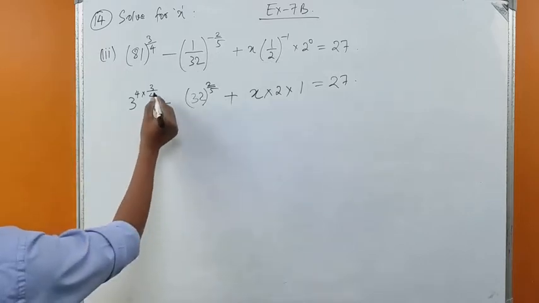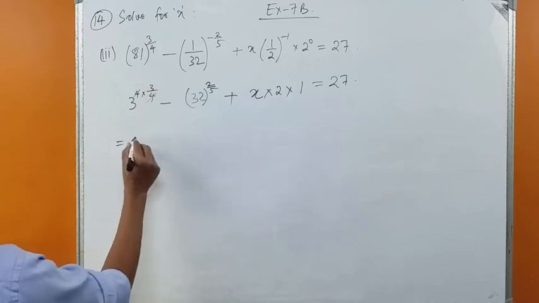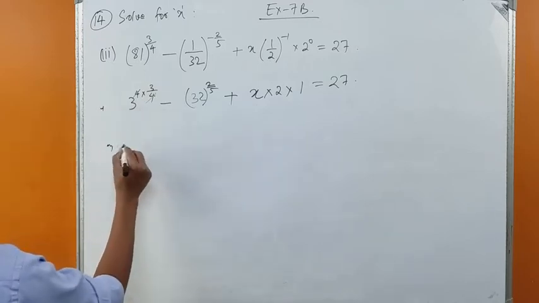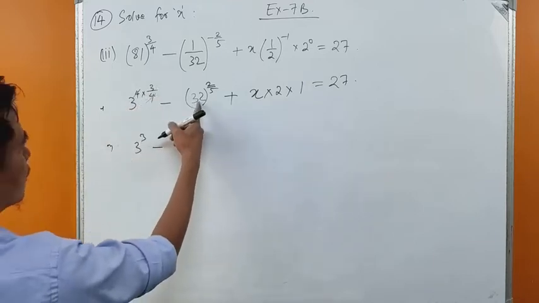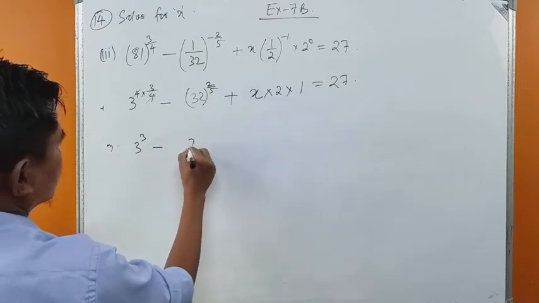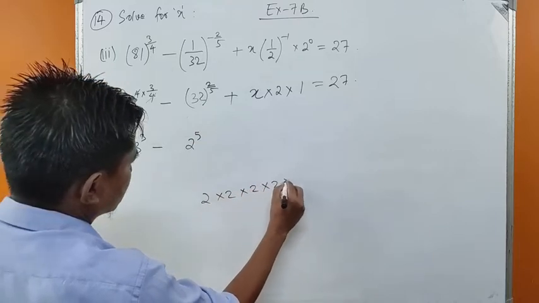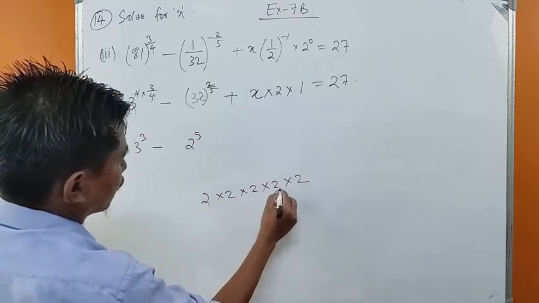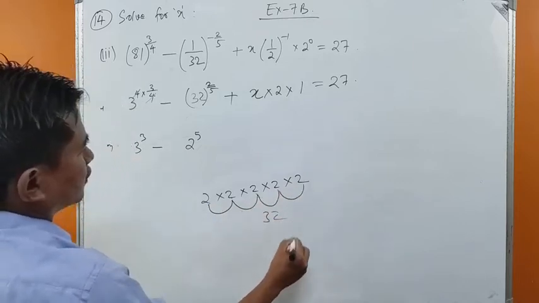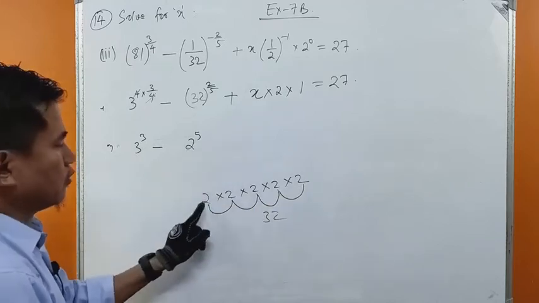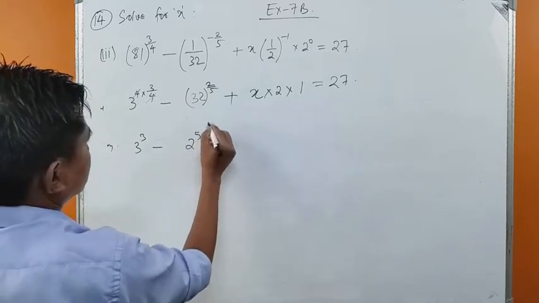Now this 4 and 4 can be cancelled. So 3 cubed equals 3 cubed minus... 2 to the power 5 means 32. 2 into 2 into 2 into 2 into 2, that is 1, 2, 3, 4, 5. 2 to the 4, 4 to the 8, 8 to the 16, 16 to the 32. 32 means 2 to the power 5, into 2 upon 5.